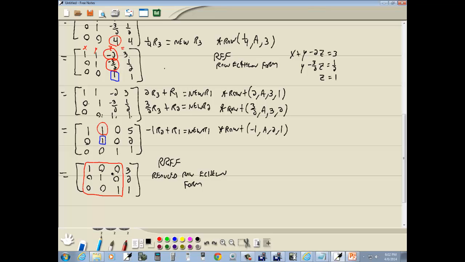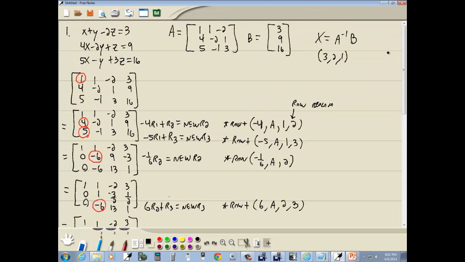Diagonal of 1s, 0s everywhere else. So this is X, this is Y, and this is Z. So our answer will be 3, 2, 1. Which, if we scroll clear to the top, you see that's what we got very easily just by using matrices like that.